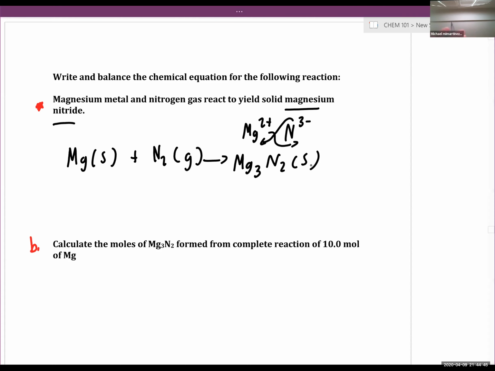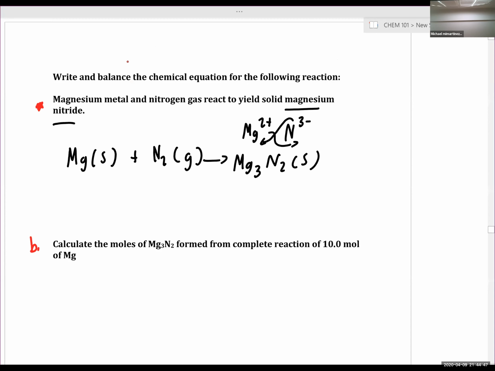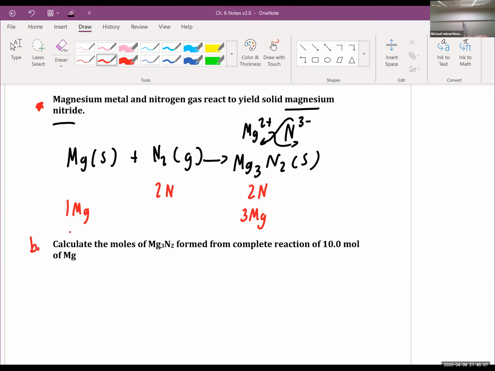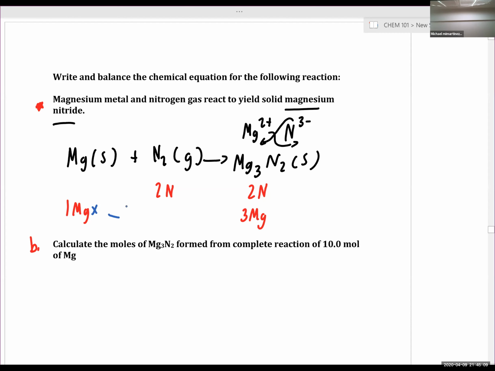Now that we have our formulas written, we can look at our chemical equation. We see we have 2 nitrogen atoms on the left, 2 nitrogen atoms on the right. We have 3 magnesium atoms on the right, but we only have 1 magnesium atom on the left. So my question to all of you is, what coefficient, what times 1 would give us 3 magnesium atoms? Yep, a coefficient of 3, exactly right.